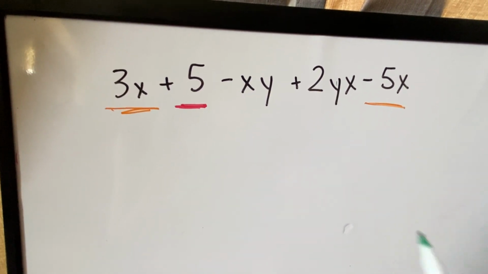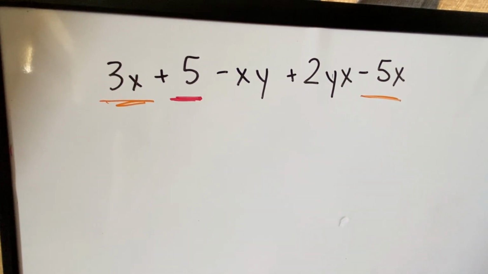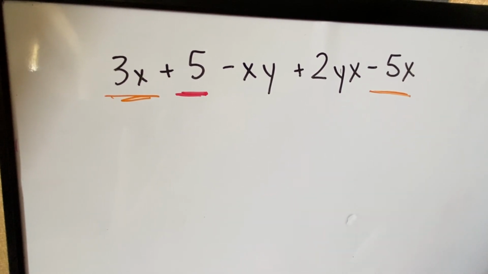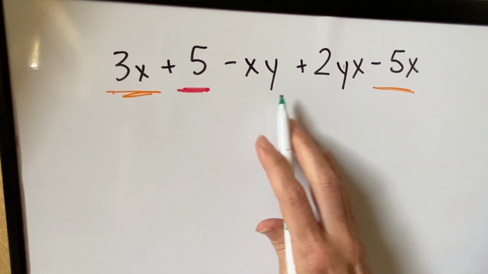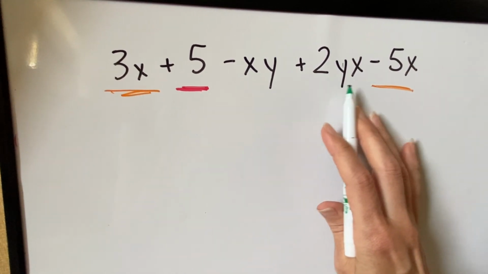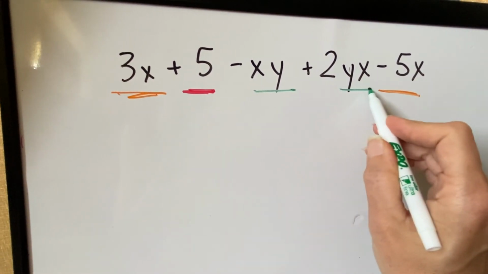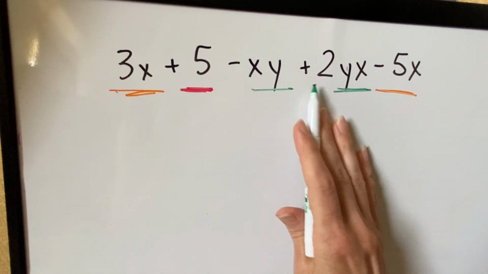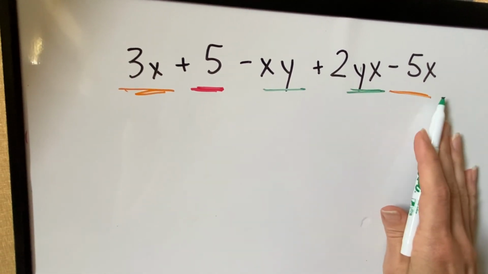Okay, now I have an xy and I have a yx. In the last video, I explained to you that it doesn't matter which order you put your variables in as long as they're the same. So x times y, 3 times 5, is going to be the same thing as 5 times 3. It doesn't matter that the y is first here and the x is first here. These mean the same thing. So these are actually like terms. I have a -1 of them here and I have a +2 of them here. Just like I have 3 x's here and I have -5 x's here.